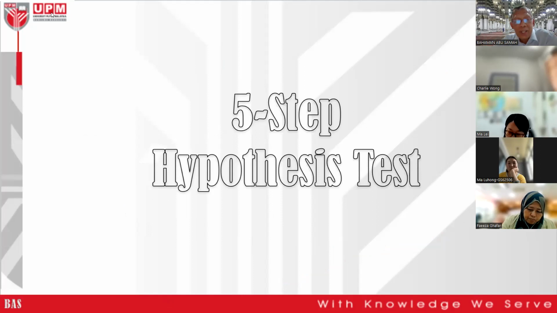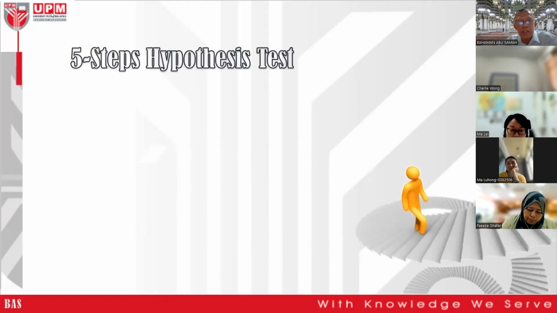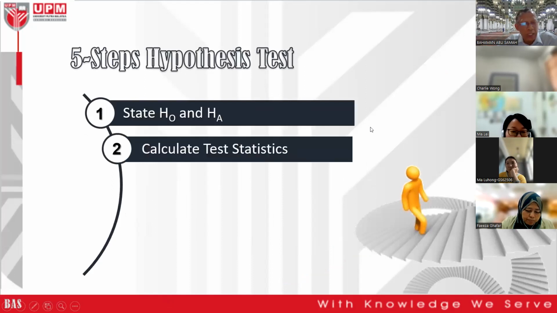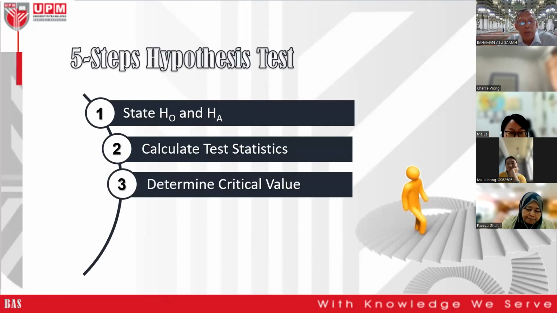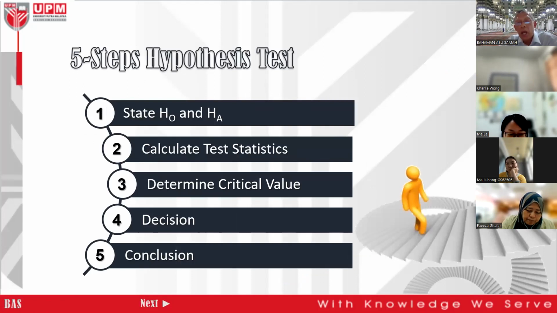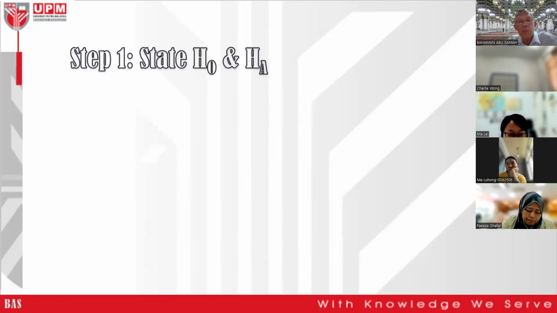Okay, now the 5 steps in testing a hypothesis. This is just to further reinforce what we mentioned all this while. Step number 1, state H0 and HA. Step number 2, calculate our test statistic. The test statistic here will be the F ratio. Step number 3, determine critical F. Step number 4, decision. And step number 5 will be our conclusion. That will be the 5-step procedure.